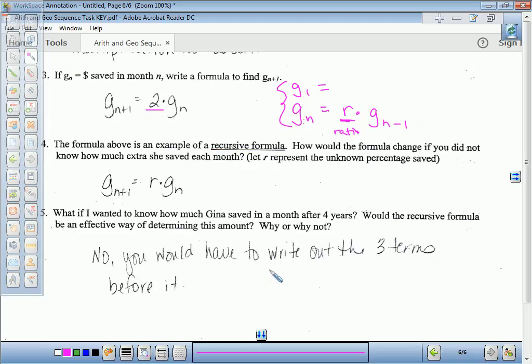So wait, what's the difference? I know that R and D stand for 2 different things, but why wouldn't you use D for this? Because you're multiplying. D stands for common difference.